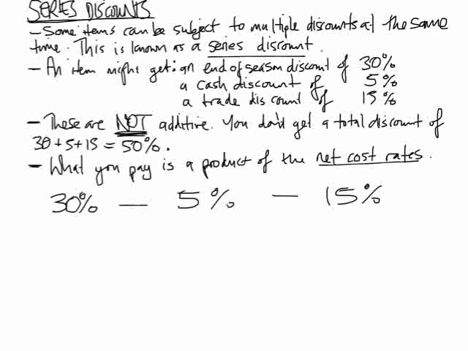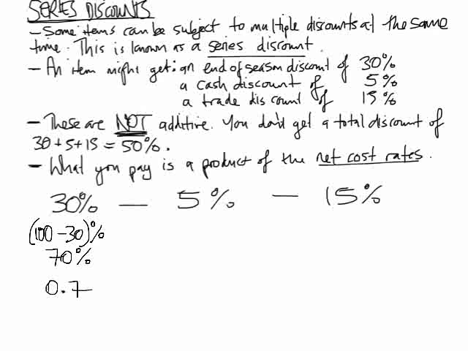What you actually pay is a product of the net cost rates. So let's display it like this. You've got your 30% discount there, your 5% discount there, and your 15. Let's write them as net cost rates. What is the net cost rate? 100 take the discount percentage, which is going to be 70%. If you have a discount of 30%, you're going to be paying 70% of the original price. And 70% as a decimal is 0.7.